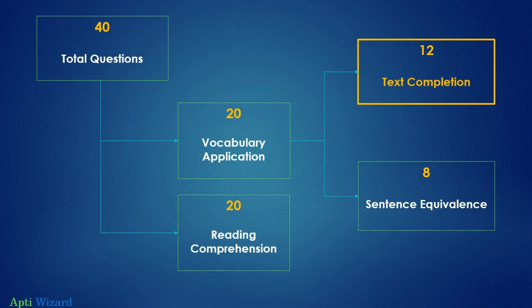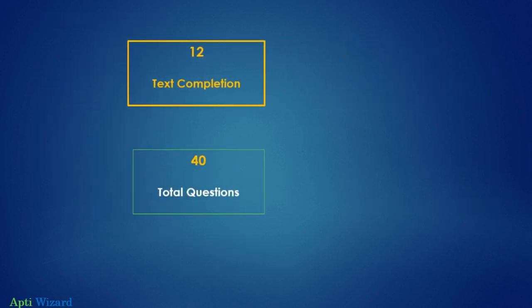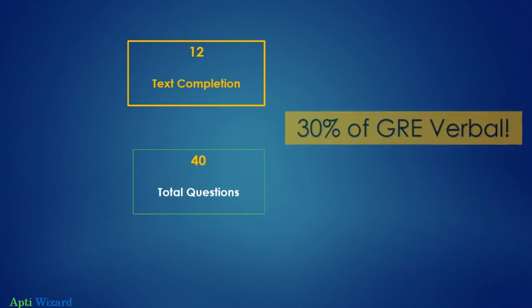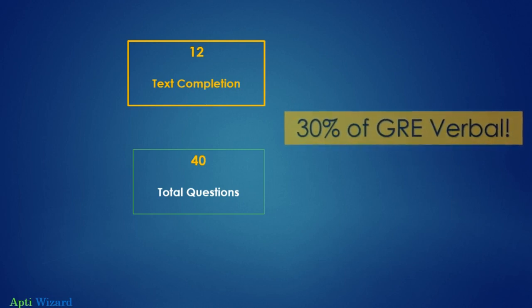And if you want to understand the importance of the number 12 here, please notice that we are talking about 12 questions out of a total of 40 questions. So this is 30% of GRE's verbal. This is the reason why text completion is a very important topic for us, because it carries 30% weightage in GRE's verbal. If we want to increase our score in GRE verbal, text completion cannot be ignored. We really have to focus on getting our text completion questions correct.